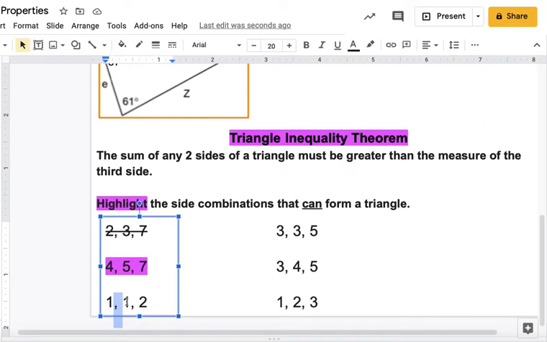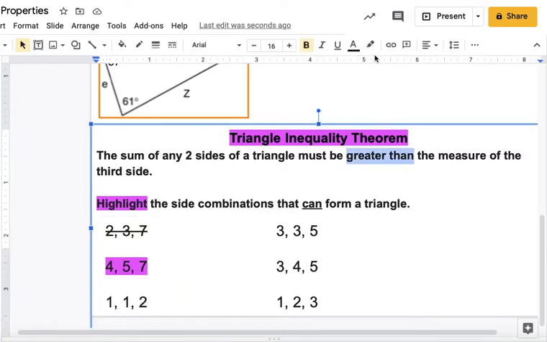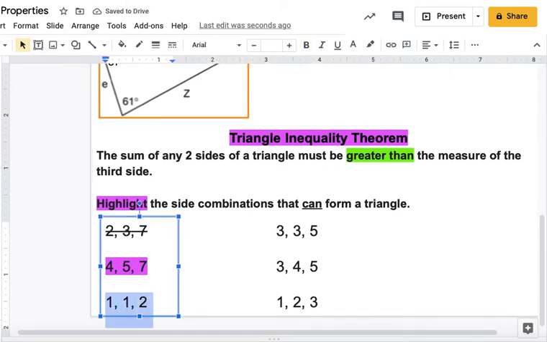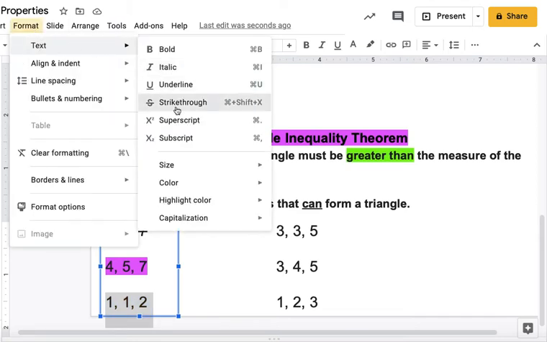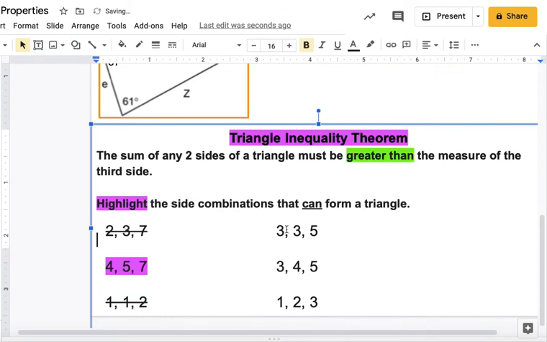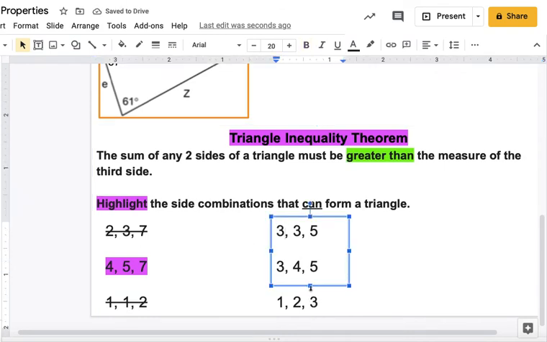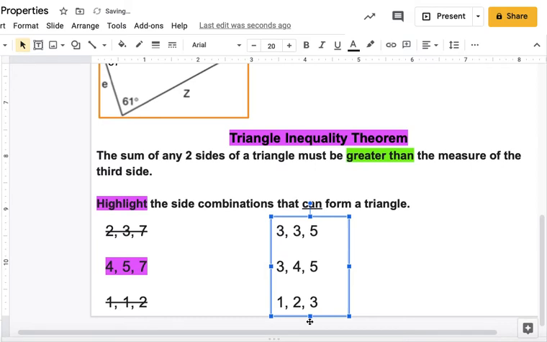Next, 1 and 1 are our smallest sides. 1 plus 1 is equal to 2. It's not greater than. It has to specifically be greater than. Because these are equal, remember when we did that exploration, we saw that it fell flat and it made a straight line. So this would not make a triangle either.